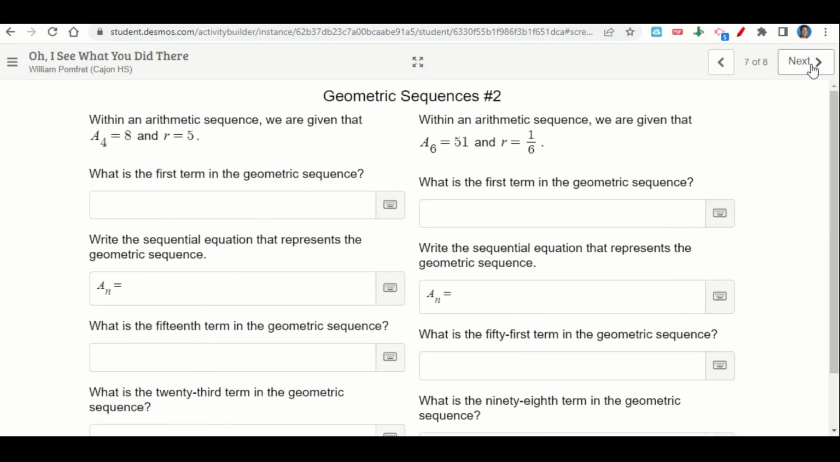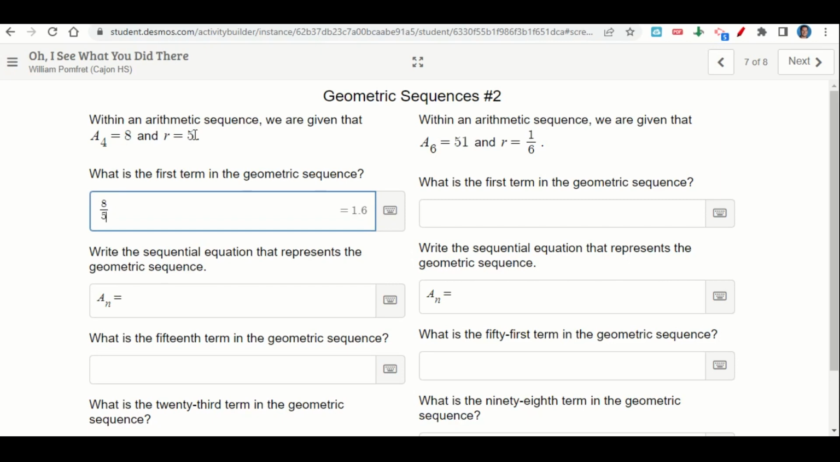Then I click Next. Now this one gives me the common ratio and asks me to find a1. So the first term, we got to figure it out. So we're going to take 8 and divide by 5. So 8 divided by 5 is 8 over 5. Then we do it again and we get 8 over 25. So that's a2. Then we do it again and we get 8 over 125. That would be my first term.